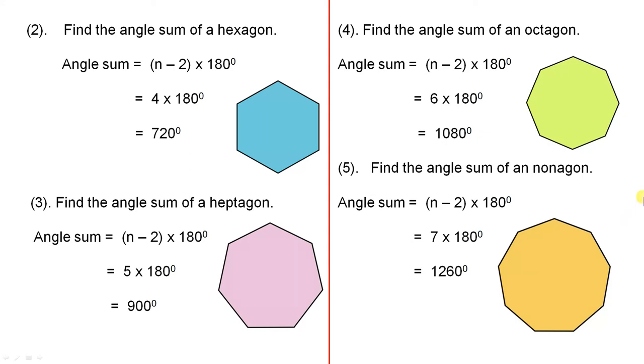So this video has introduced us to the idea of finding the angle sum of any polygon. And all we do is use the simple equation, angle sum equals n minus 2 times 180, where n is the number of sides for the particular polygon.